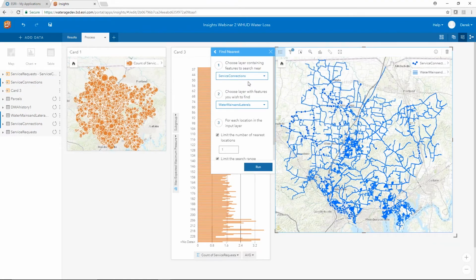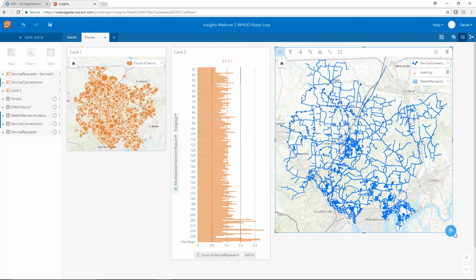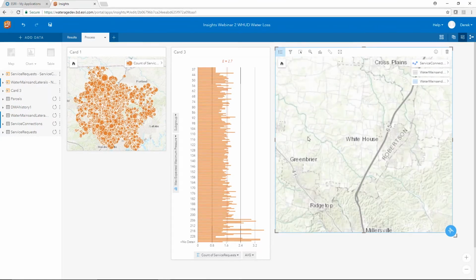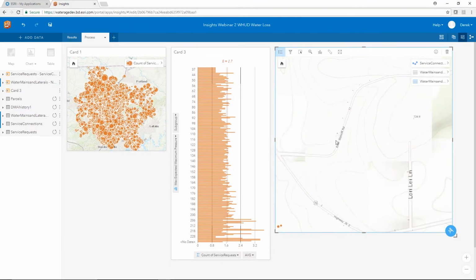So we're going to look from our service connections for a water main or lateral. We're going to look for the very first one that we find, and we're going to look within 200 feet of each of these service connections. This is going to return a feature class that is narrowed down to all of the laterals that are closest to each of these service connections that have a relatively high amount of pressure.